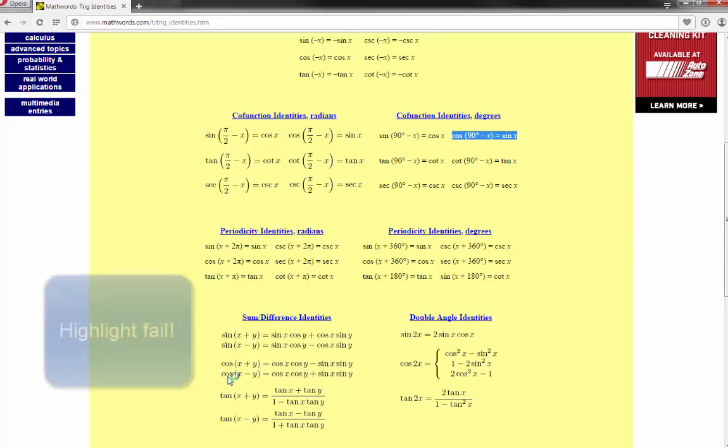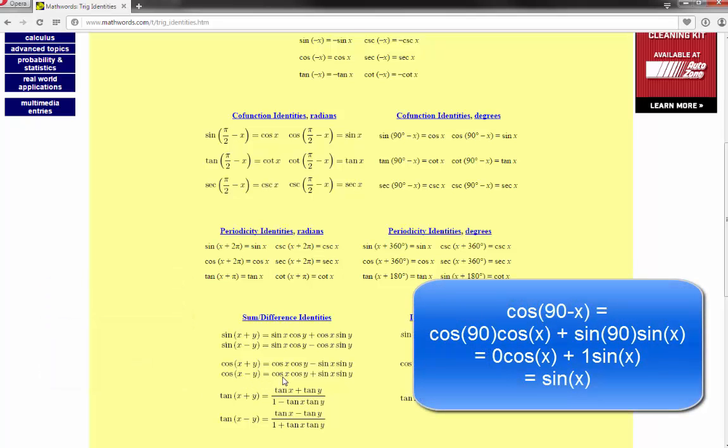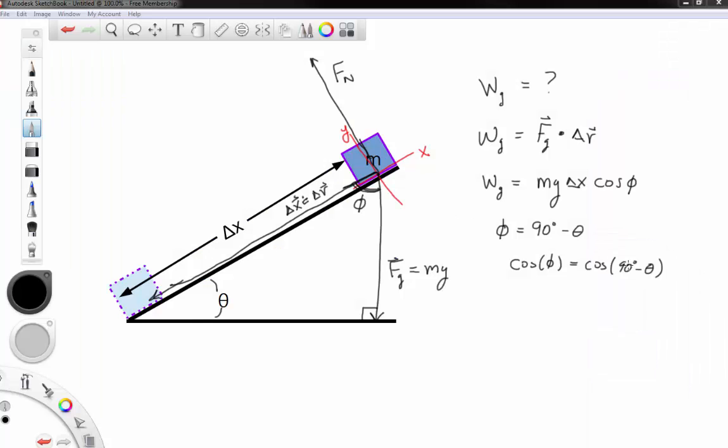Cosine of x minus y is equal to cosine x cosine y plus sine x sine y. So x minus y, if x is 90 degrees and y is theta, you'd have cosine of 90, which is 0. And then you'd have sine of 90, which is 1, times sine of theta. So what this is telling us is, either way you slice it, this cosine phi, which is cosine 90 minus theta, is equivalent to the sine of theta.